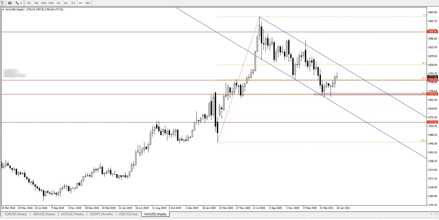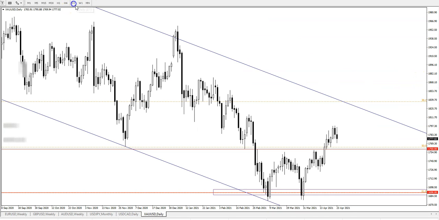Nonetheless, I'm keeping an eye. It is now testing the 176. Well, it's kind of a retest of that level. Price broke above it. I expect price to retest this level before going higher. Right. So that's it from my side.